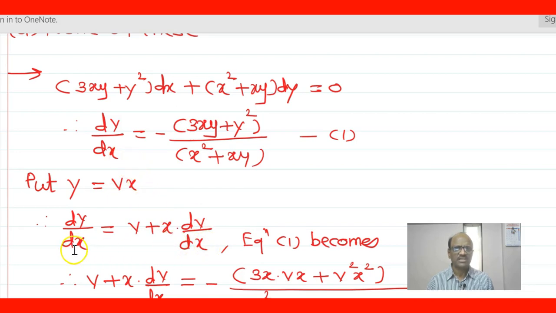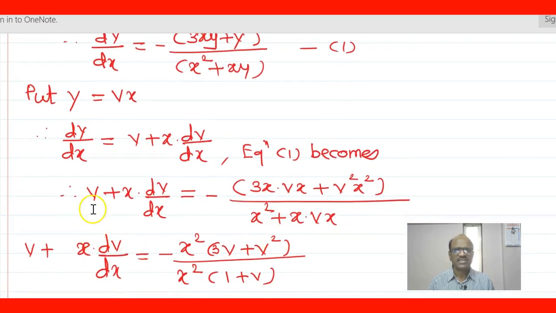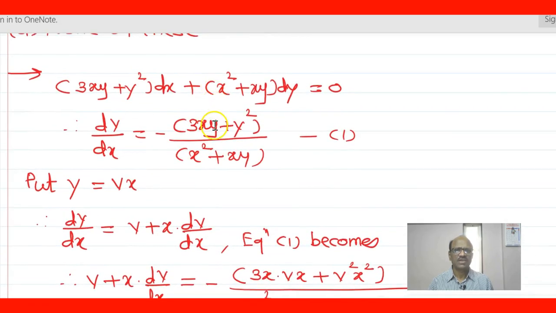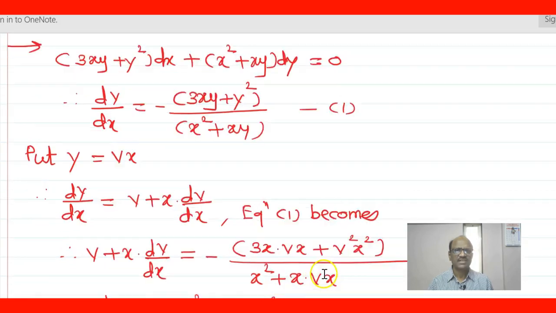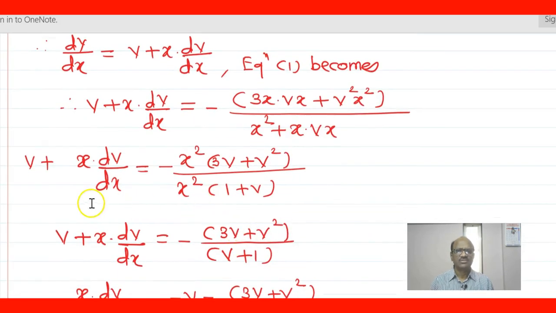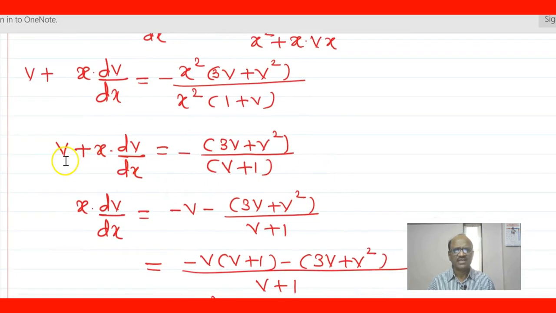Now substitute this value of dy by dx in equation number 1. It becomes v plus x dv by dx, and substitute the value of y is equal to vx here, then you will get vx, and simplification will lead to the following steps: v plus x into dv by dx. Take x square common from the denominator and the numerator, then you will get (3v plus v square) upon x square in bracket (1 plus v), and x square gets cancelled, then you will get v plus x into dv by dx is equal to minus (3v plus v square) upon (v plus 1).